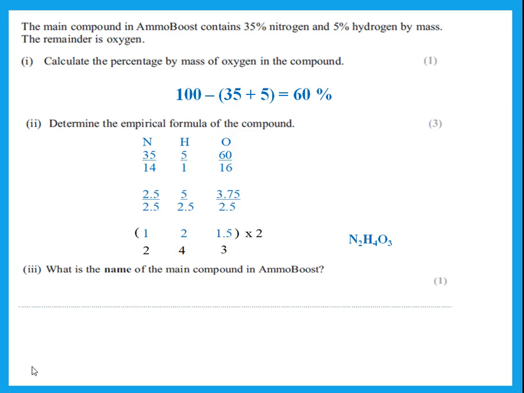Now he's saying what is the name of this compound. Now this is a compound that has 2 nitrogens, 4 hydrogens, 3 oxygens. What do you think the actual formula is? The actual formula, if you sit down and think about it, is actually NH4NO3. So this is something with 2 nitrogens, 4 hydrogens, 3 oxygens, and this compound is called ammonium nitrate. So that's the name, and he wants the name.